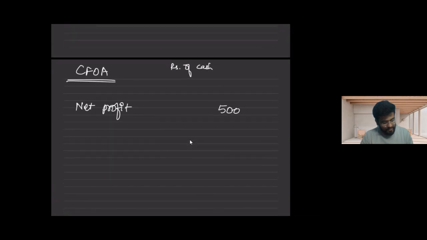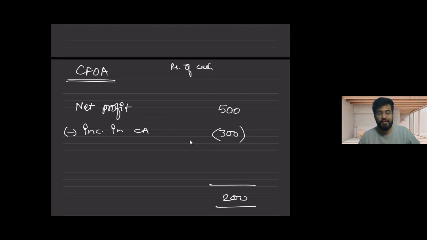So I will deduct the increase in current assets. 300 would be deducted and I will get the balance of 200, which will match with my balance sheet cash. That is the logic behind why we subtract the increase in current asset from the cash flow statement.